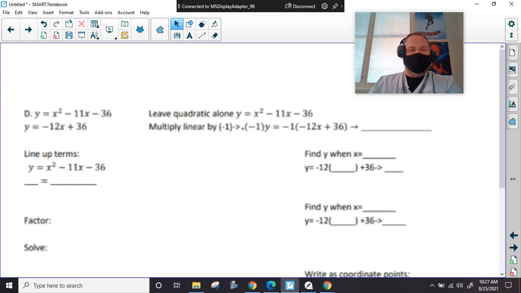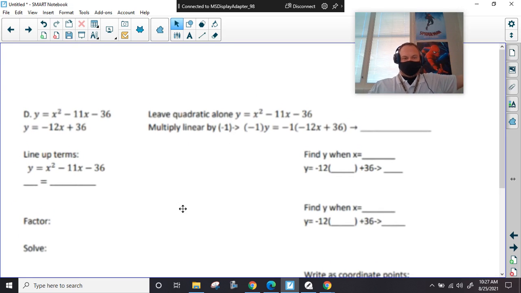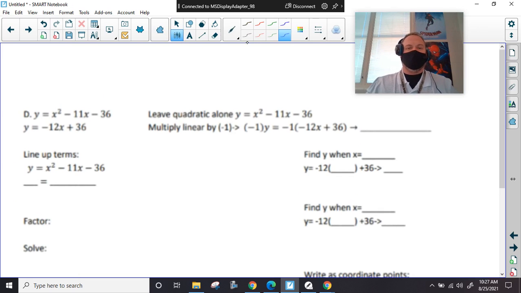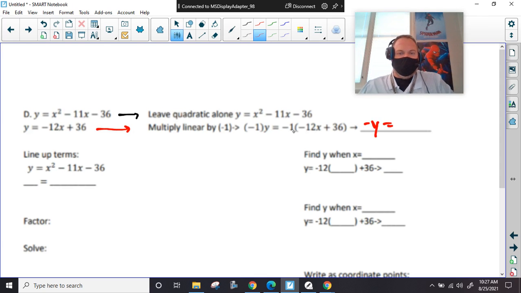All right. So let's look at example D. We're going to do the same thing. We're going to leave the quadratic alone. We're going to multiply the linear by -1, so we should get negative y, a positive 12x, and a negative 36.